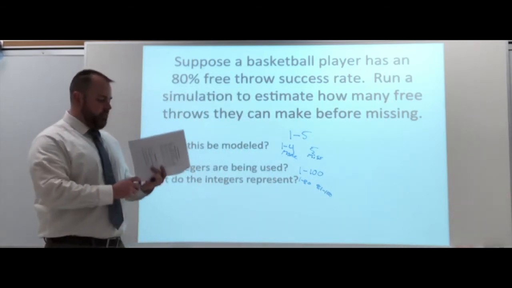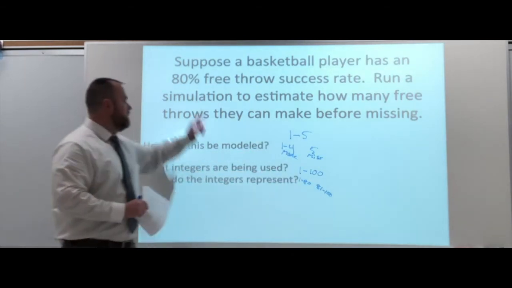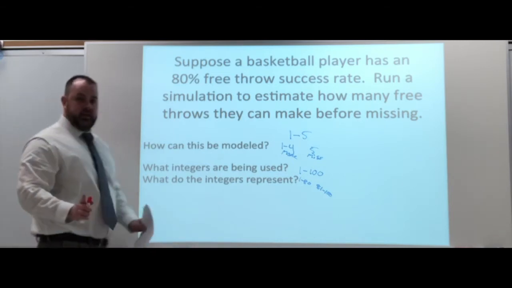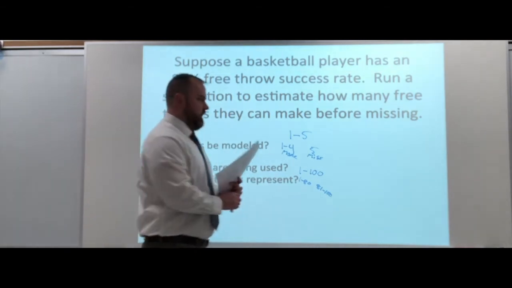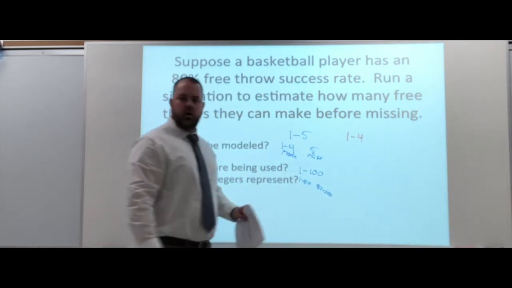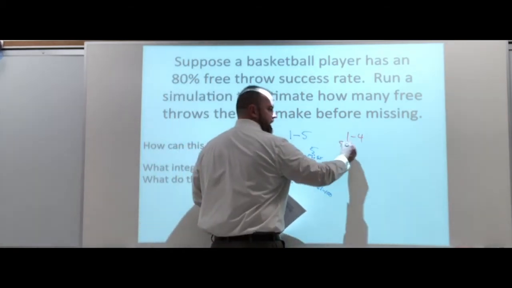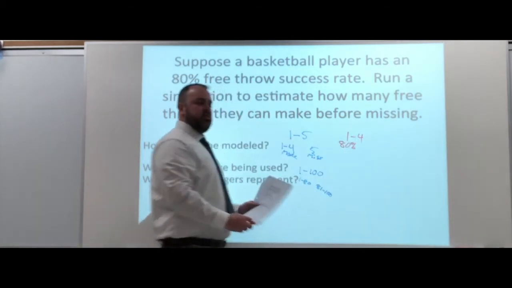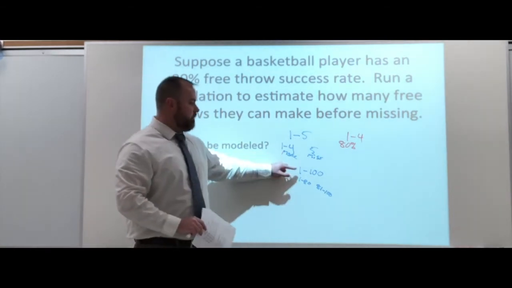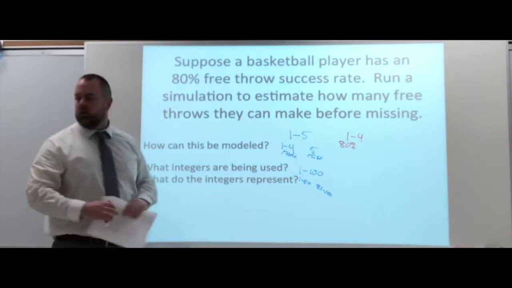You just need to figure out a way to split up the integers you're going to use to fit that 80%. One thing you have to be careful about is that you have to be able to get your 80%. You couldn't use 1 to 4, because there's no way to get 80%. So that's what you need to watch for. How can I put together my integers so that they represent the parameter we're looking at?